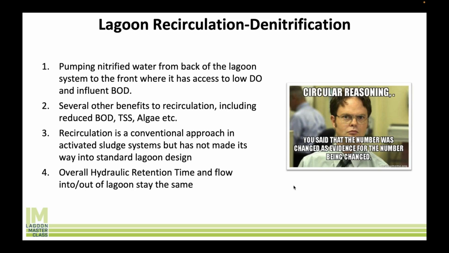And why do we want to do that? Because that's where we have lower dissolved oxygen, and we have influent BOD coming in. We have free BOD, the stuff that we're trying to treat for anyway. It's sitting right there for us to use, right?